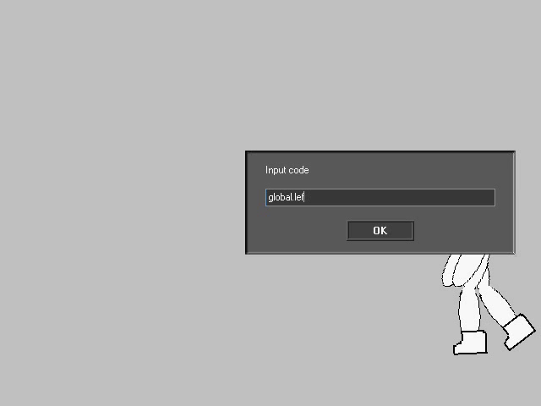Global left forearm rotation equals, what is it? 100. That doesn't look right now, does it?